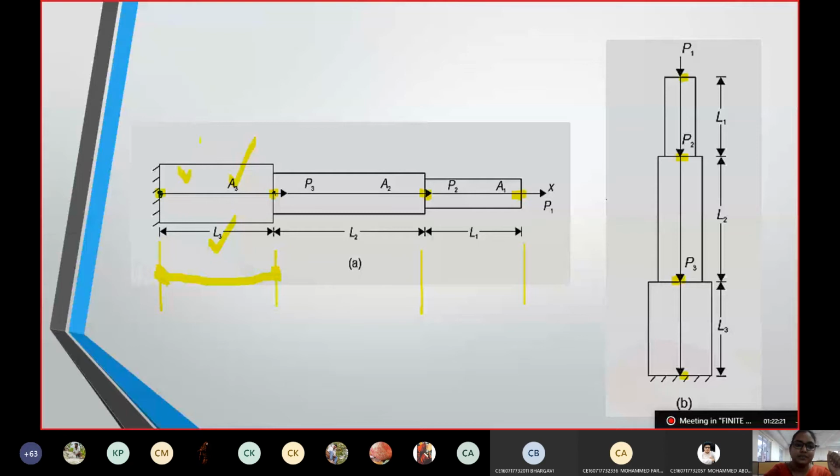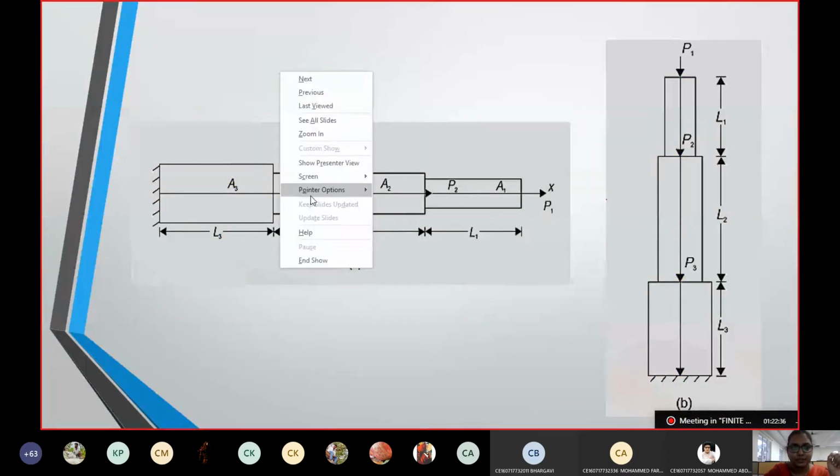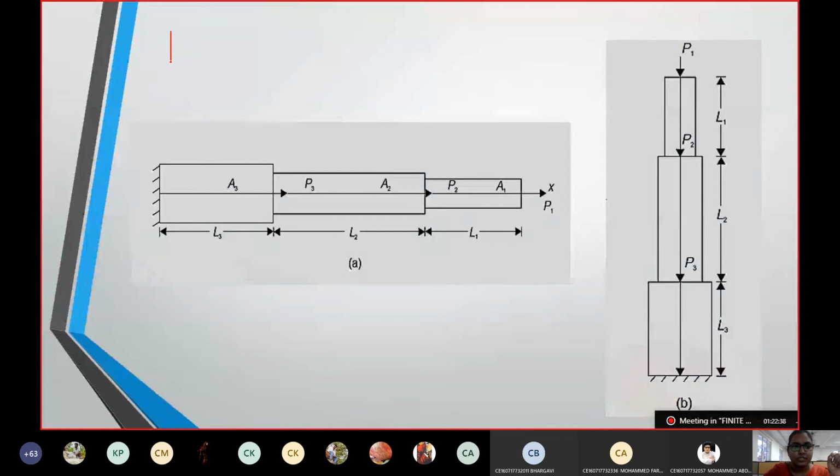What we should do is find the stiffness matrix for 1 element, 2 element, 3 element. You will find 3 different stiffness matrices. Combine them. That is what is called the global stiffness matrix. There are 2 terms: one is the local stiffness matrix and the other one is the global stiffness matrix.